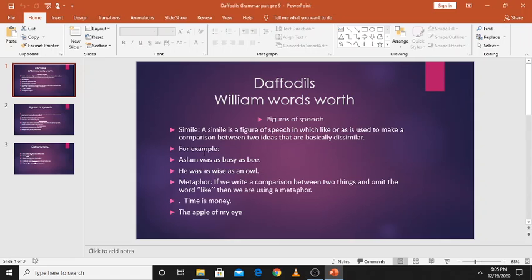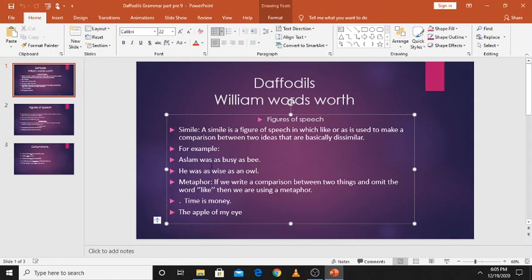For example, you can see: Aslam was as busy as a bee. In this sentence we use the word as. First of all we have Aslam, and on the other hand we have the word bee. So these are two different ideas. Aslam is a human being; a bee is an insect. Whenever we make a comparison between two different ideas by using the word as or like, this is called a simile. Now I hope you have understood it.